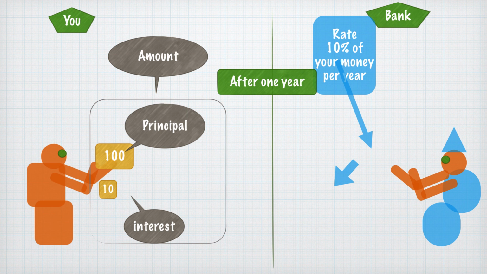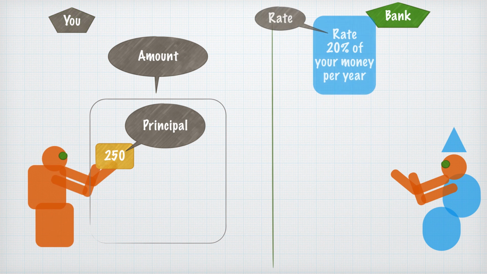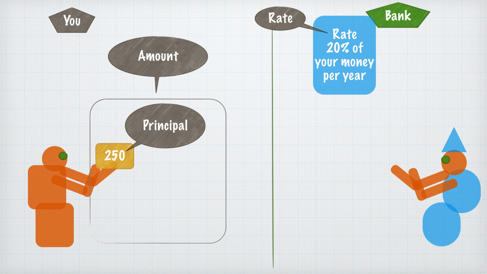Let's do one more example quickly so that we understand, because the numbers could be confusing. So let's try some different numbers. So again, starting with you and a bank, let's say the rate this time for the bank is 20% of your money, right?